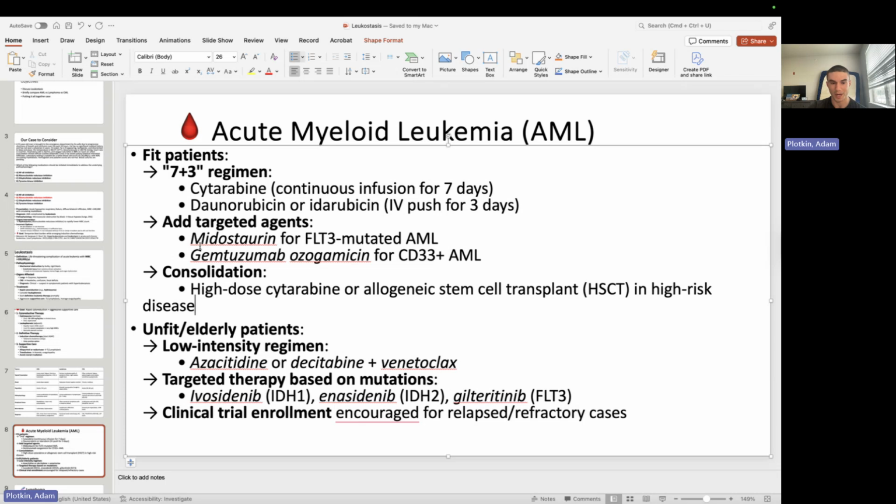I'm not going to even try to pronounce these names, but if they have certain mutations, again, for step 1 and step 2, honestly, more step 2 than step 1, I would definitely know cytarabine and daunorubicin for my AML. If the patients are unfit or they're elderly, we can consider other options. Again, I just have these on here for completion. I would really want you to know cytarabine and daunorubicin or anthracyclines for AML.